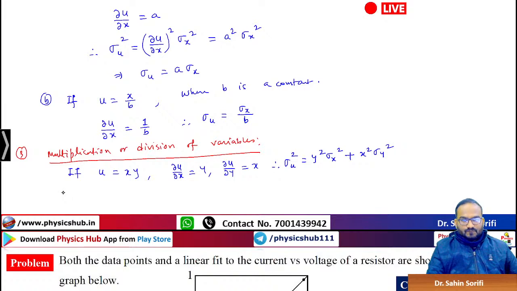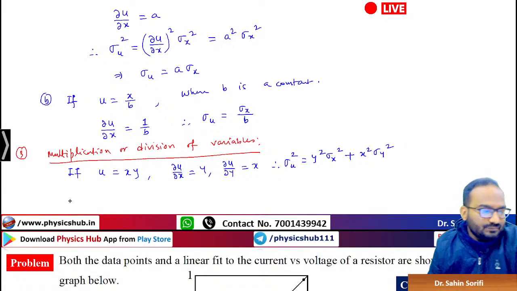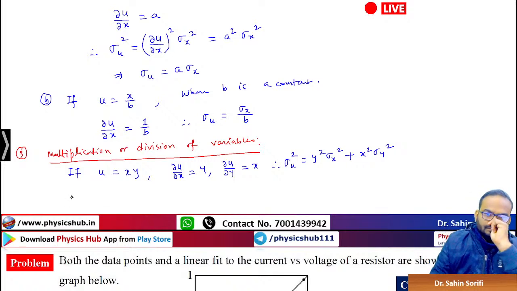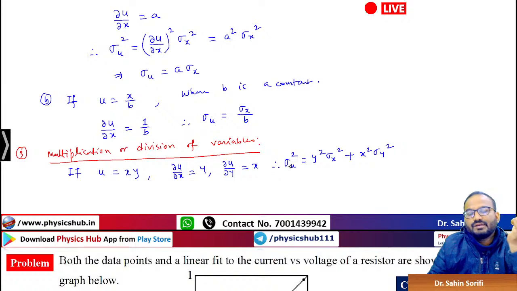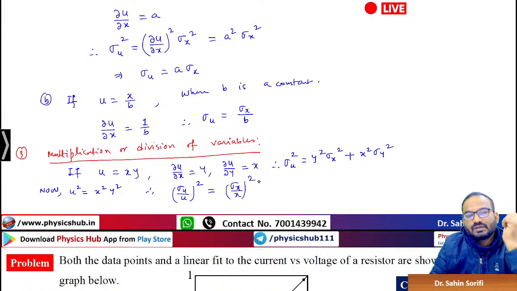Now, you can make a little bit of modification here. You see, u square is equal to x square y square, right? So, if you divide both sides by x square y square, sigma u square divided by x square y square, you can write sigma u by u whole square equals sigma x by x whole square plus sigma y by y whole square.